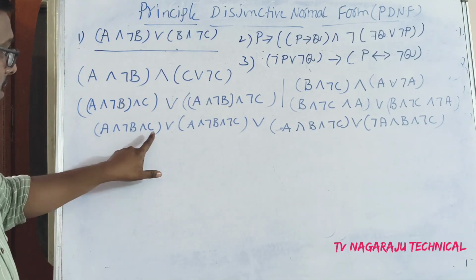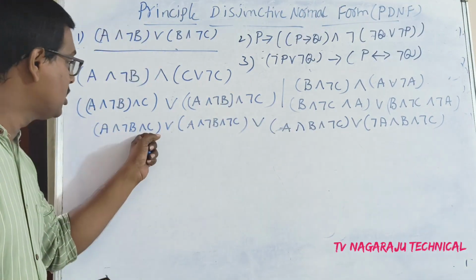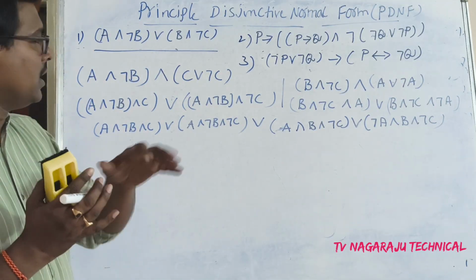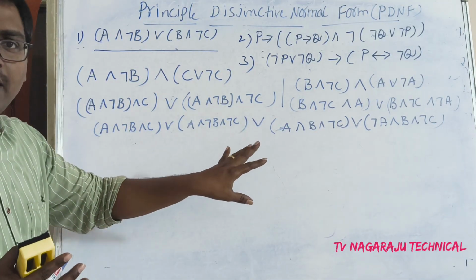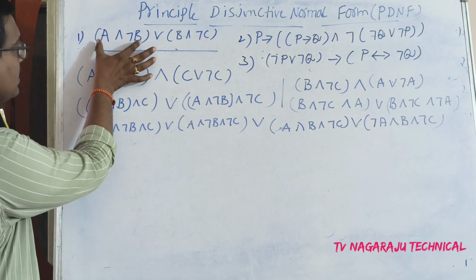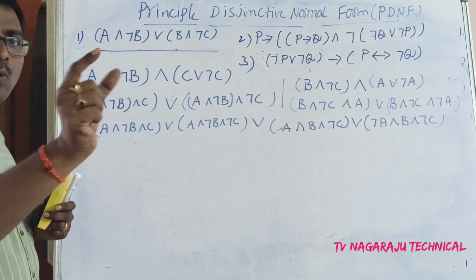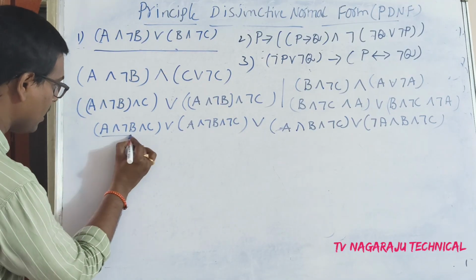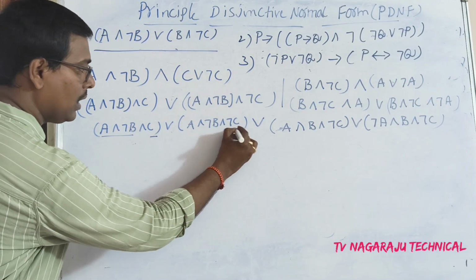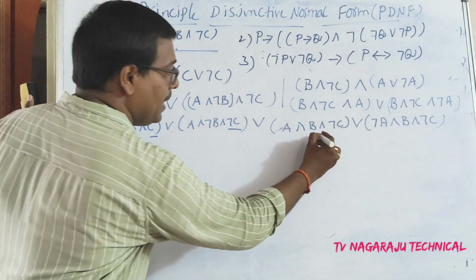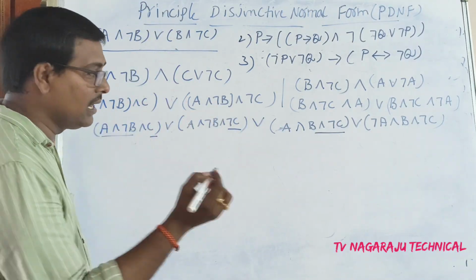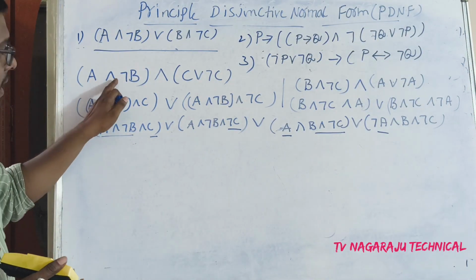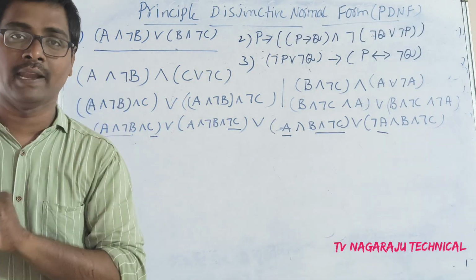Now observe, this is a sum of products. Each product term contains all the literals. Don't confuse. If it is in DNF, directly we are writing the PDNF. How? Here, what is the expression? A and negation B. What is the missing literal? C. For that A and negation B, add one normal form, one complement form. Similarly, B and negation C, the missing literal is A. Add one normal form, one complement form. Automatically it is converted into PDNF.